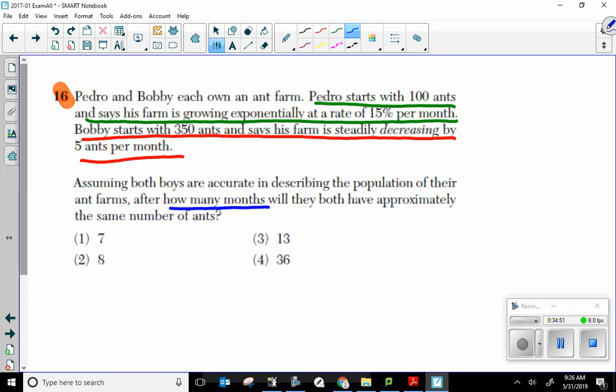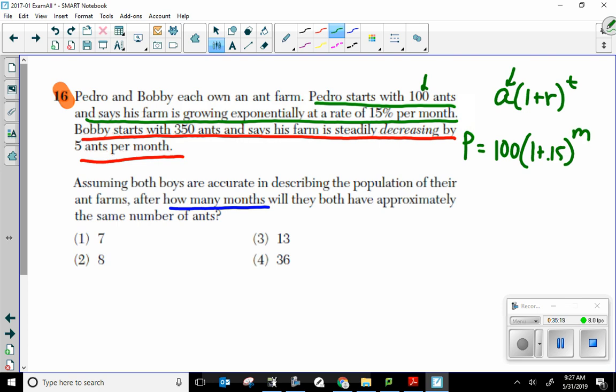I need to come up with an equation for Pedro and an equation for Bobby, set them equal, and figure out what value of m makes them the same. Okay, so let's do this. Pedro. That is exponential, and exponential is a times 1 plus r to the time. Our time is months. He starts with 100, that's our initial. He grows by 15%, 1 plus 0.15. M is months. We'll call that M. Pedro, very good.